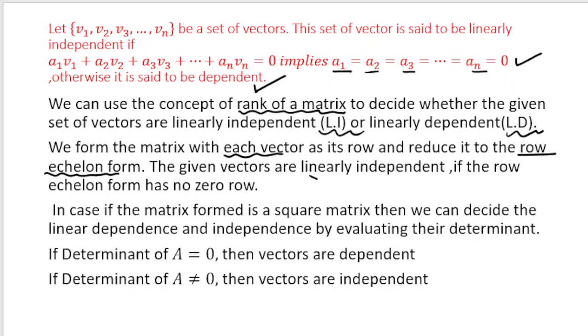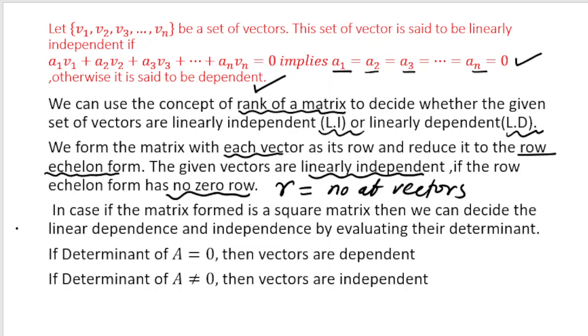The given vectors are linearly independent if the row echelon form has no zero row. It means that the rank of the matrix formed by placing those vectors as its rows is equal to the number of vectors. In that case we say that the vectors are linearly independent. But if I get some zero row, meaning the rank is less than the number of vectors, then we say that these vectors are linearly dependent.